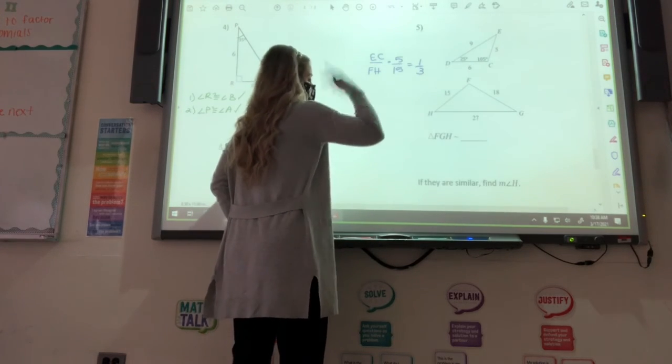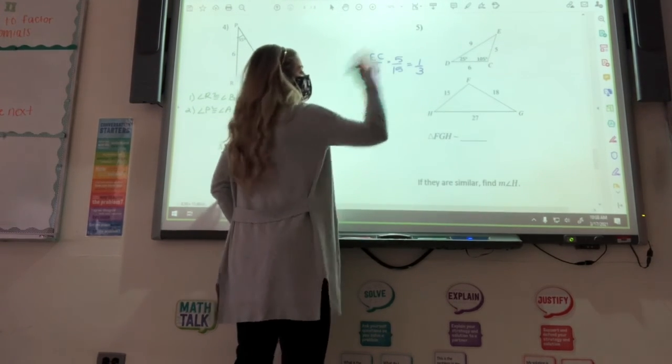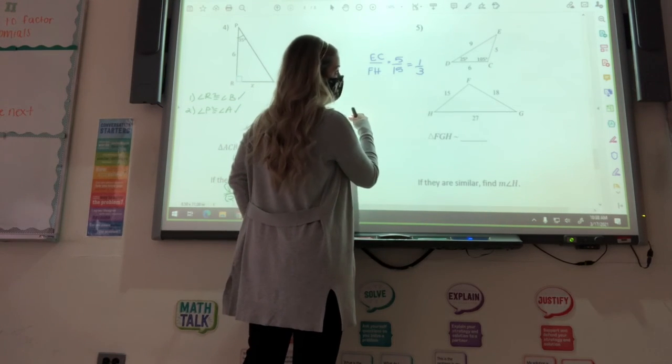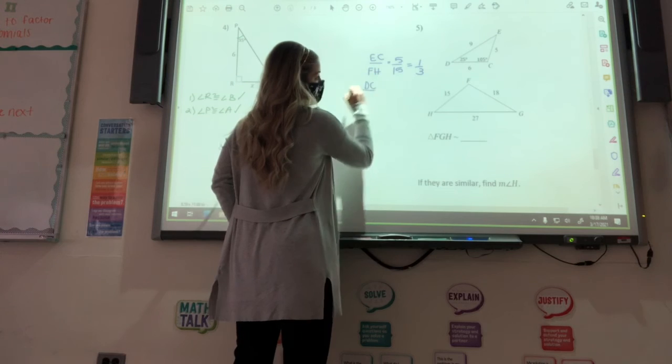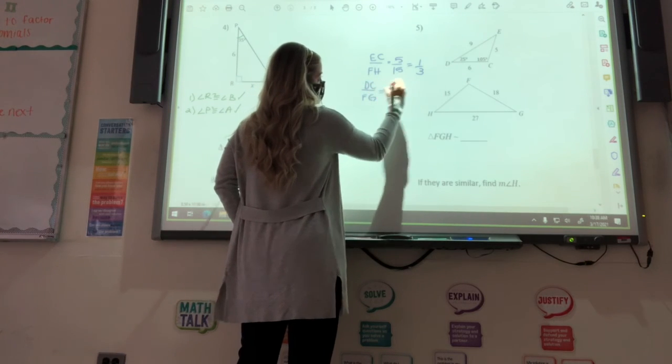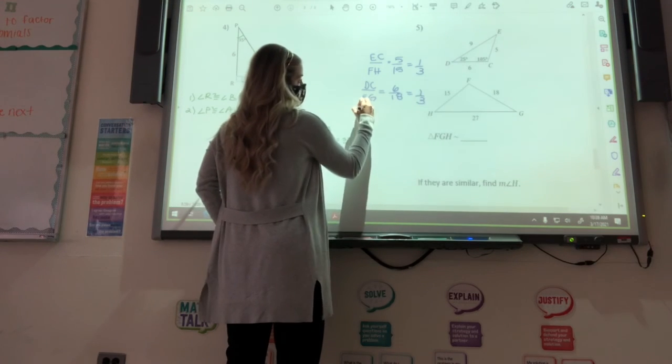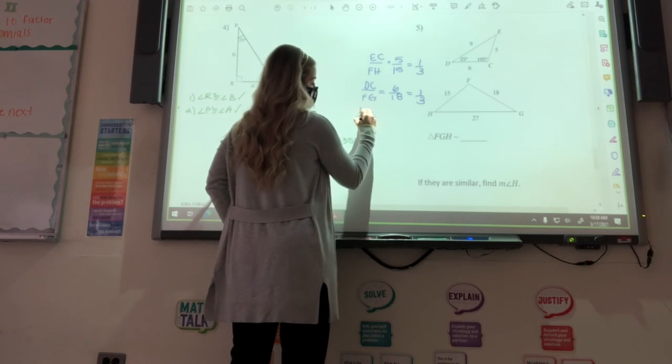You can write this down. I'm just going to flow through it. So try to listen to what I'm saying instead of writing it down, because you could always write it down later. So then I'm going to do DC to FG, because those are the middle lengths. And then DE to HG.